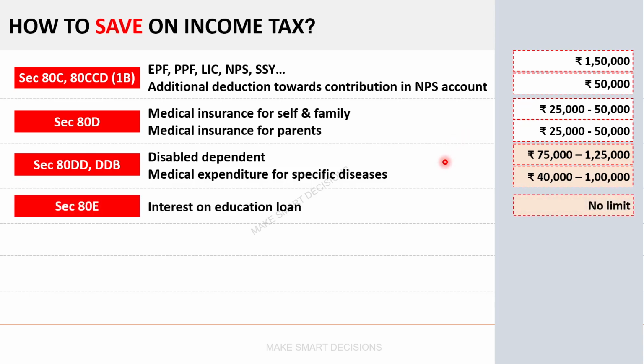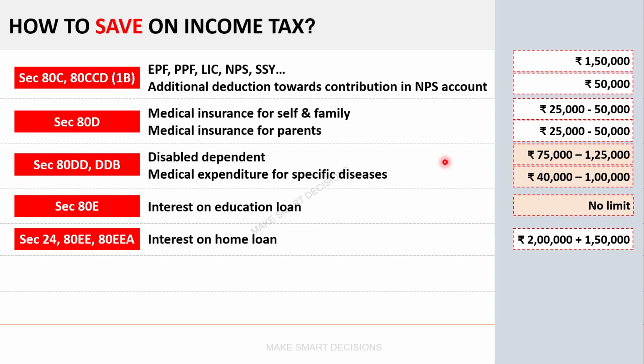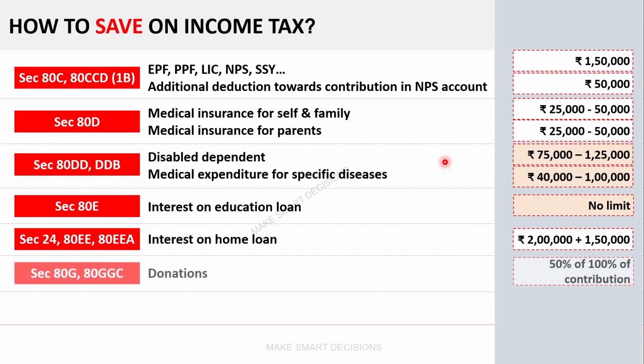Via Section 80E, you can claim deduction on the interest that you are paying on your education loan. Three sections, Section 24, Section 80EE and 80EEA, talk about the various provisions that you can use to claim deductions on the interest that you are paying on your home loan.